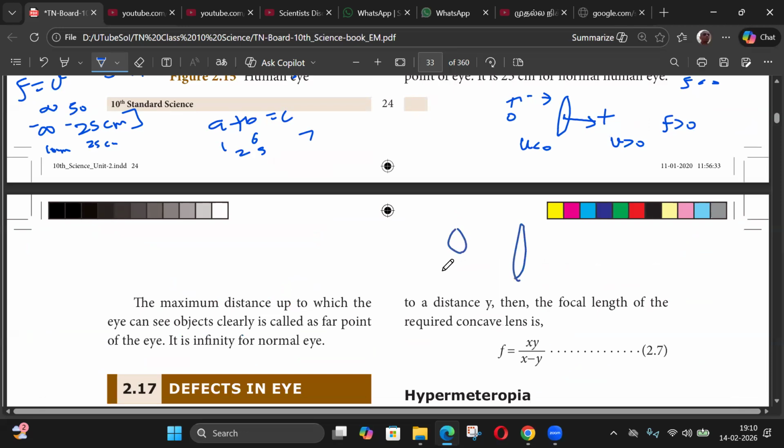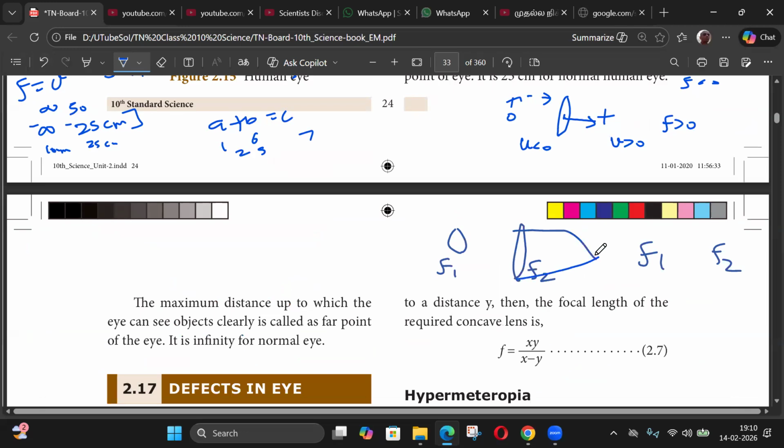So a lens like this and a thin lens, suppose this focal length is f1, this focal length is f2, which one is more, f1 or f2? F2 is more, because here the focal point will be here, nearby. F2 is more. But which lens is more powerful? F1, because the job of the lens is to bend the light. So whichever bends more, that is more powerful.